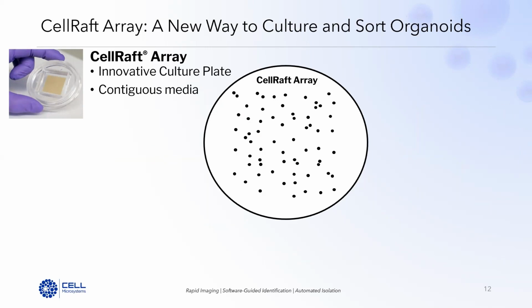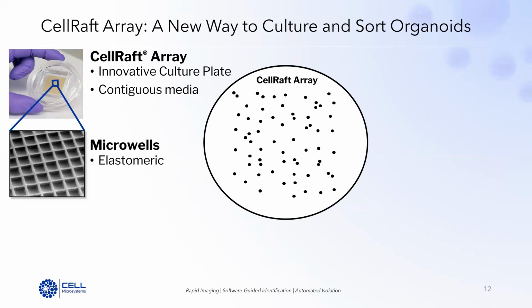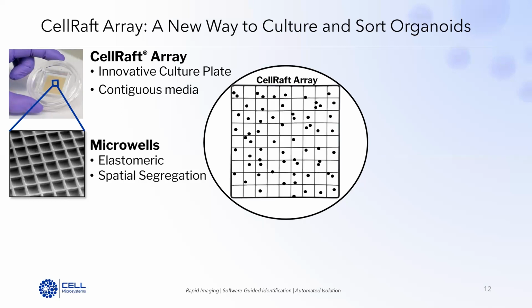So to tell you a little bit more detail about the technology, the core of it is the CellRaft array. This is an innovative cell culture plate. Cells are seeded onto the CellRaft array, much like you would seed many other tissue culture consumables. And importantly, they share that same contiguous media volume like they do in bulk culture. However, within that reservoir of the array, we fabricate an elastomeric microwell array that provides the spatial segregation of all of those cells sharing that contiguous media.